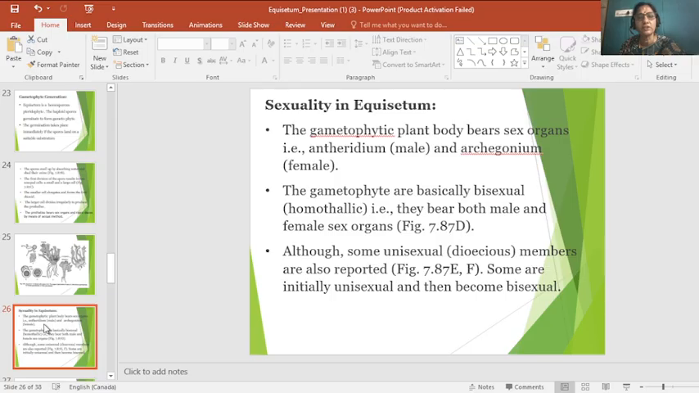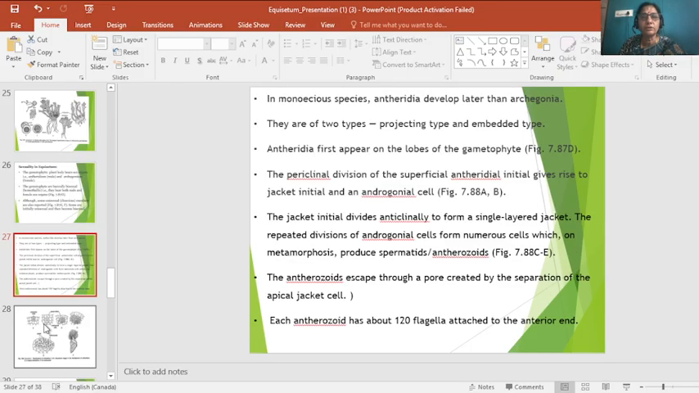So if you see the sexuality in Equisetum, the gametophytic plant body, which is known as prothallus, bears the sex organs, the antheridium and archegonia. The gametophytes are basically bisexual, homothallic, and bear both male and female sex organs. Although some unisexual members are also reported, some are initially unisexual and then become bisexual. In monoecious species, antheridia develop later after archegonia. There are two types, the projecting type and the embedded type.